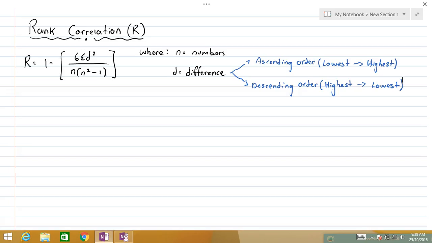And by the way, next class please bring graph paper. We have a graph in this topic, but I forgot to tell you last week.